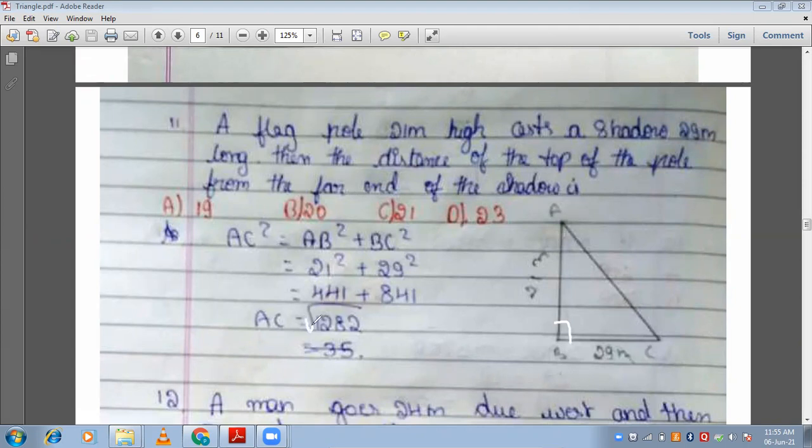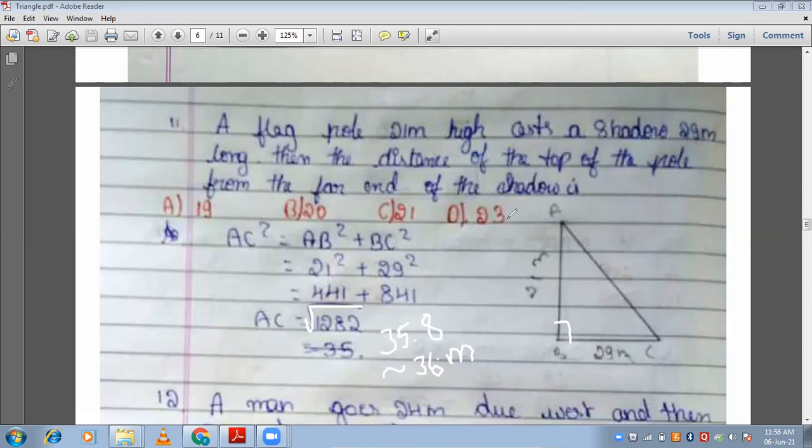So the square is there. Take it to the right hand side. It will become square root of 1282. When you take the square root, it will be equal to 35.8. This is approximately equal to 36 centimeter. Sorry, it's in meter. Units are important. But your option is not there.